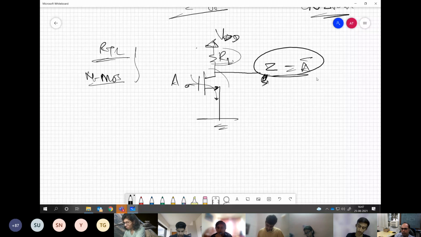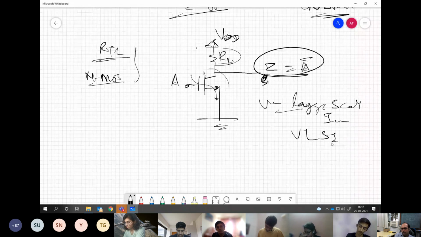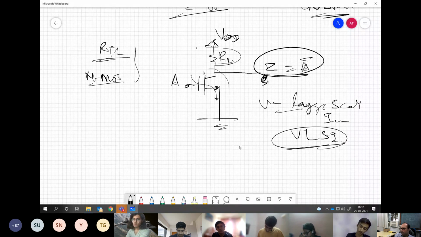That is where we go into large scale integration or very large scale integration. So VLSI and all that is the origin. This is where it originates. Understanding my point? Am I clear? Yes.